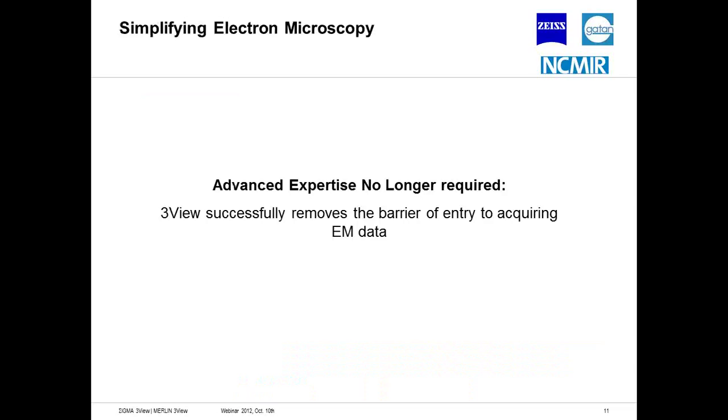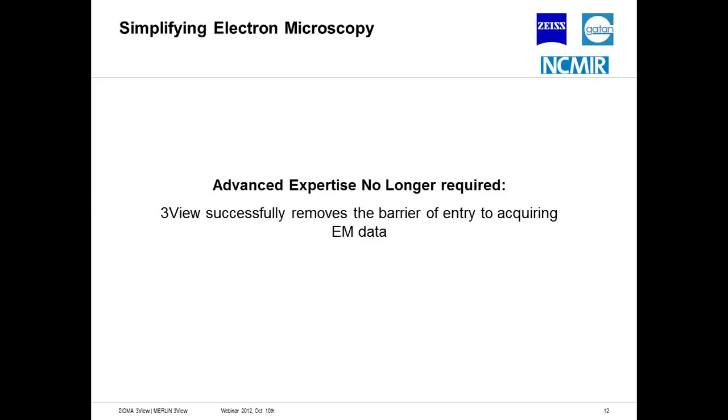The other really important point is that 3View simplifies electron microscopy. I believe that the most difficult part of doing electron microscopy is not the microscope. It's actually cutting thin sections, ultra-thin sections, and collecting them on a grid. It's sitting in front of the microtome. That's the barrier of entry. That's the real art form.